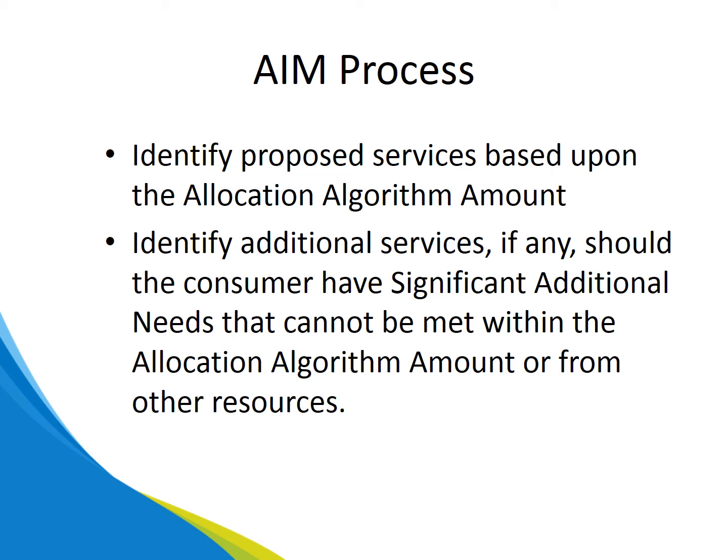Communicate the consumer's allocation algorithm amount with the consumer and consumer representative if they have one. They should identify proposed services based upon the allocation algorithm amount and identify additional services, if any, should the consumer or representative feel that any significant additional needs of the consumer cannot be met with the allocation algorithm amount. Please make sure the algorithm amount reflected on this page is current and accurate based on WSC review of the Easy Budget Calculator provided by APD.